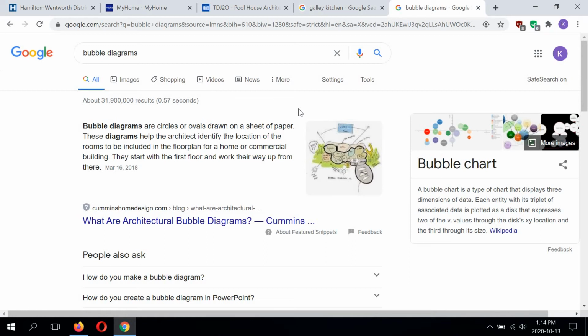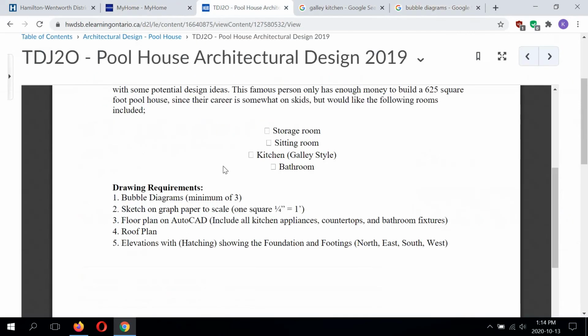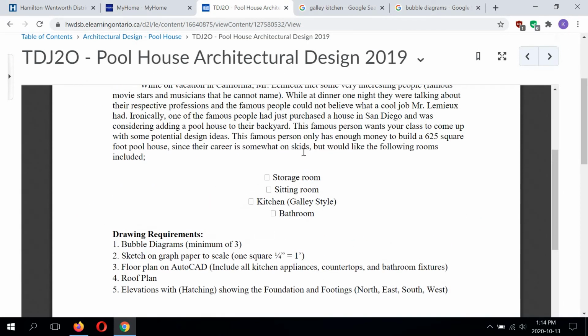So we know that we're only going to have 1 floor on the pool house. And we also know that we're only going to have 4 rooms. We're not going to have any more rooms than what you see here. We're not going to have any less. The client has asked for this, so we have to give the client what they want.